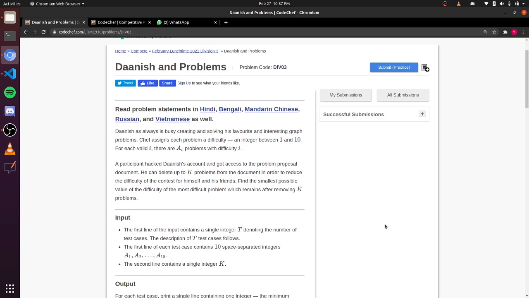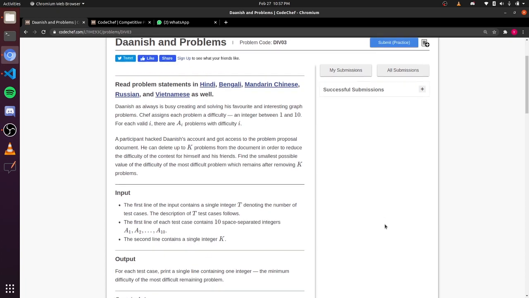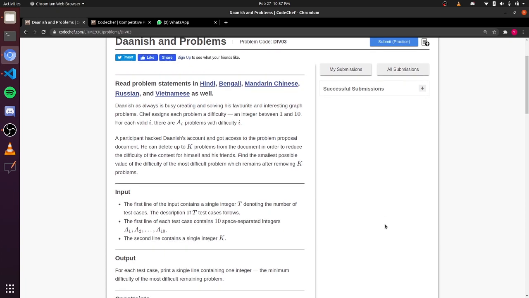Today we'll be solving a question from February Lunchtime, and the name of the question is The Initial Problems. So first let us see what the question says. Danish, as always, is busy creating and solving his favorite and interesting graph problems. Chef assigns each problem a difficulty, an integer between 1 and 10. For each valid I, there are AI problems with difficulty I.